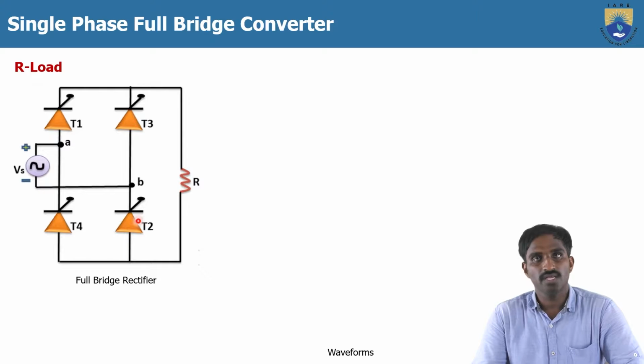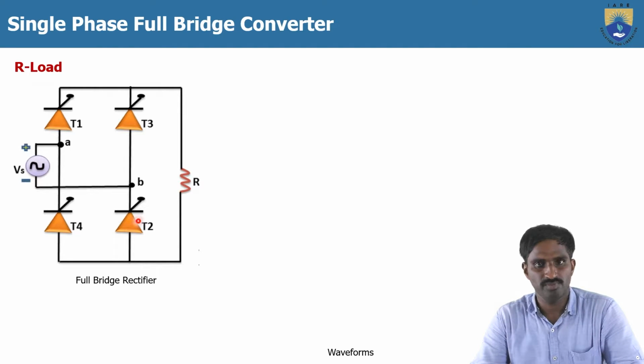In that, the first one is the single phase full bridge converter. As we discussed earlier, there are different types of converters based on the construction. In the full converters, there are two different types: one is the midpoint full converter, another one is the bridge type full converter. The midpoint type is what we have seen in the previous class.